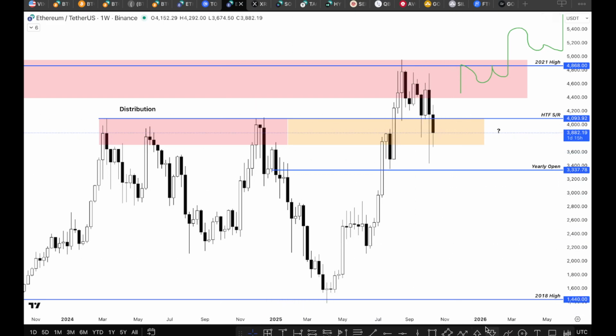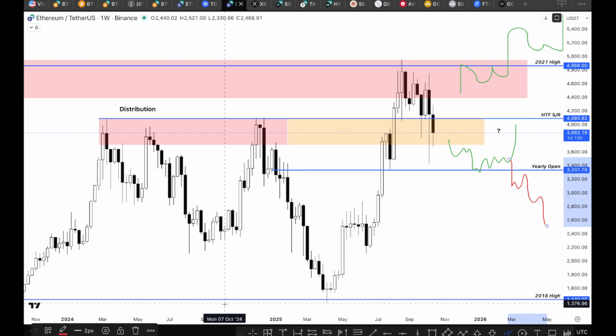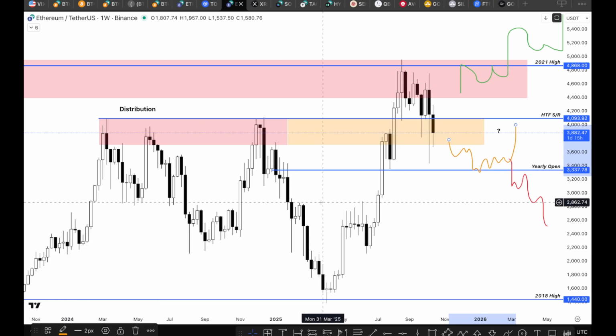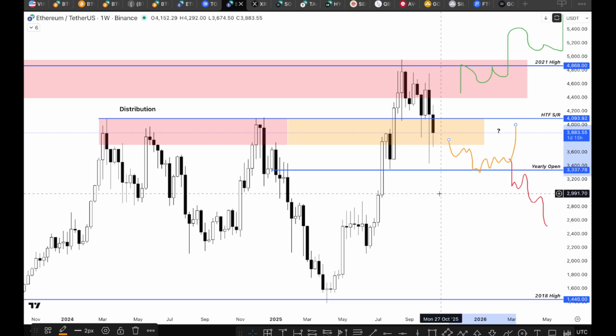Now, of course, lose this zone and that confirms it as distribution, where you're then looking at the yearly open. Lose the yearly open, that's very bearish, and from there you really don't want to be looking at ETH. You don't want to be DCAing in ETH because it didn't make a new high this cycle. Therefore, it's got a big question mark over it. And you'd be much better off investing in assets that do make new highs every bull market, because that's what a bull market's meant to be, right?